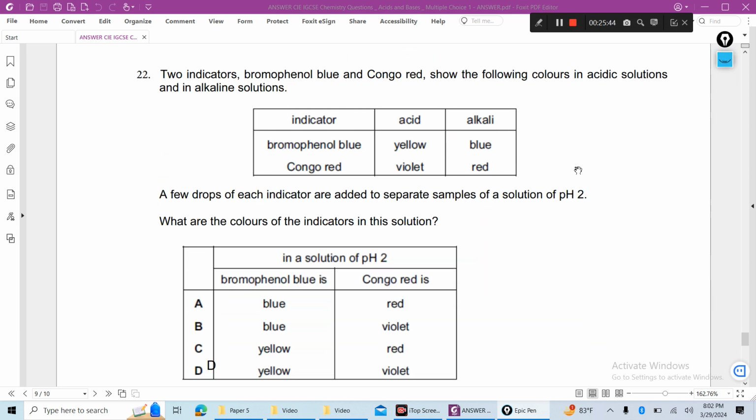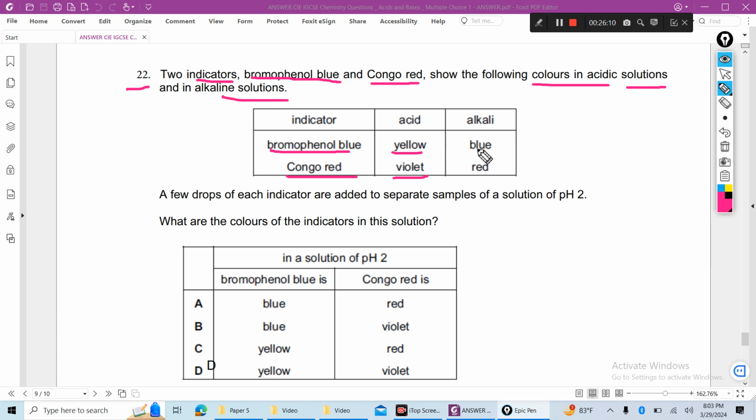Next, question 22. Two indicators, bromophenol blue and Congo red, show the following colors. In acidic solution: bromophenol blue is yellow, Congo red is violet, and in alkaline solution it is blue, red.